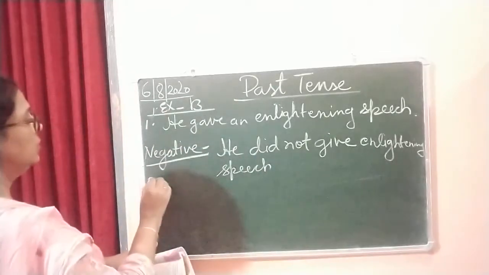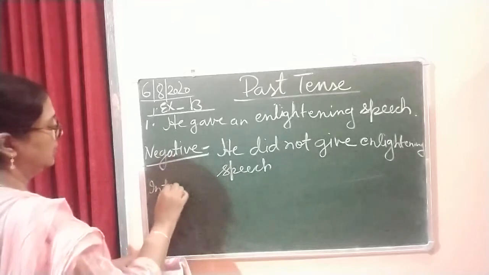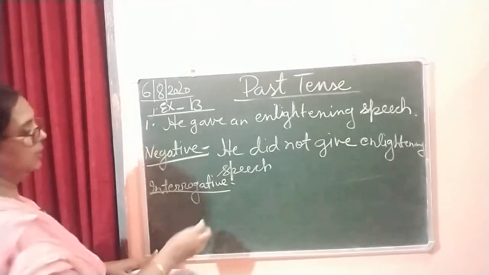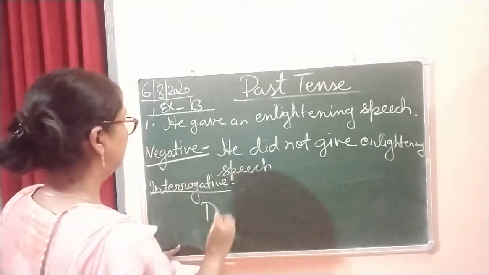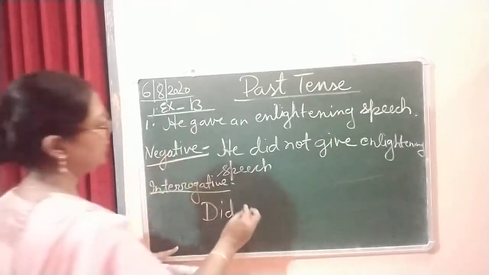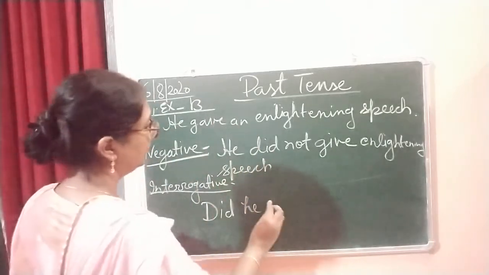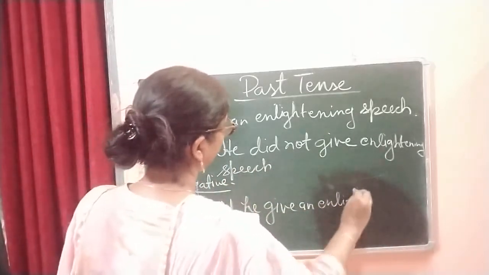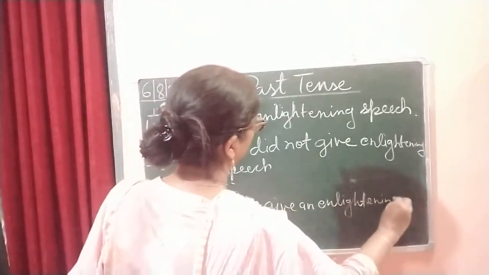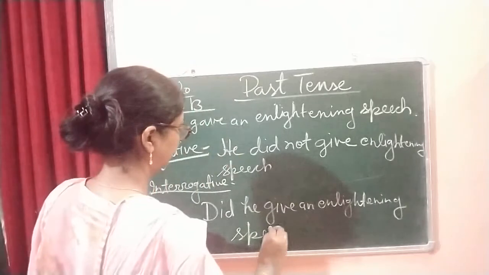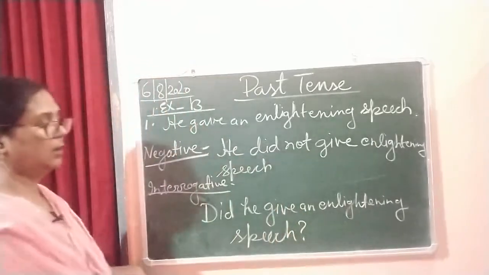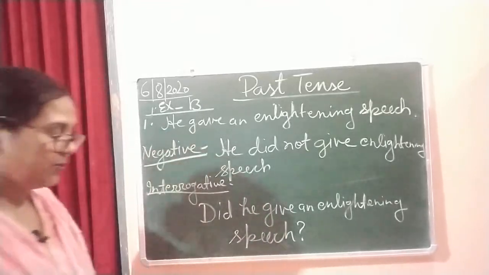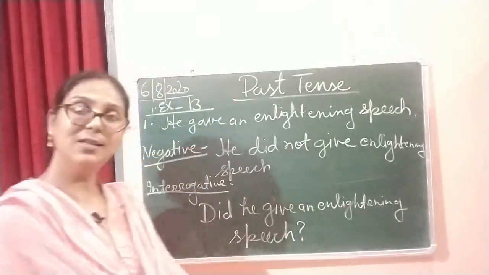Now we are moving to the interrogative sentence. How are we going to make it? Did will come first. Did and then subject. Did he, then verb. Did he give an enlightening speech? Question mark. So first we have completed. Now we are moving to second number.